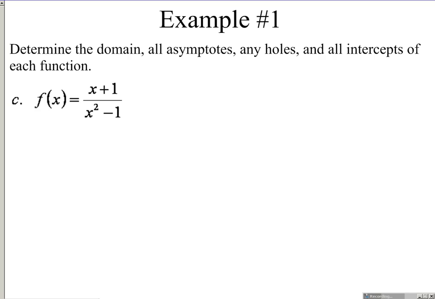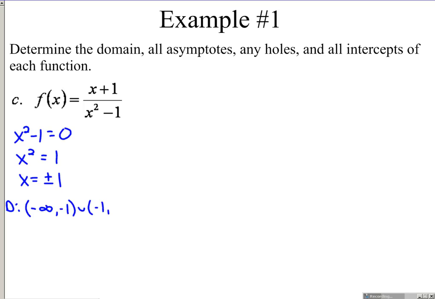Letter C. Domain first. Take the denominator, set it equal to 0, solve. x cannot be +1 or -1, which means our domain is going to be from -infinity to -1, -1 to 1, and 1 to infinity.